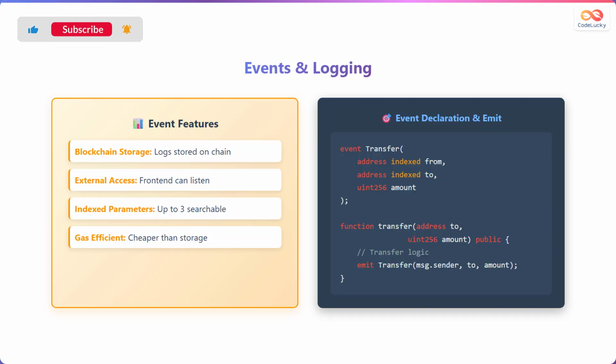Events in Solidity provide a way to log information on the blockchain that external applications can access efficiently. Events have several key features. They store logs directly on the blockchain, making them permanent and immutable records. Front-end applications and external services can listen to these events to track contract interactions in real time. Up to 3 parameters can be marked as indexed, making them searchable and filterable. Events are significantly more gas efficient than storing data in contract storage variables. The emit keyword is used to trigger events, and they're commonly used for tracking transfers, state changes, and important contract operations.